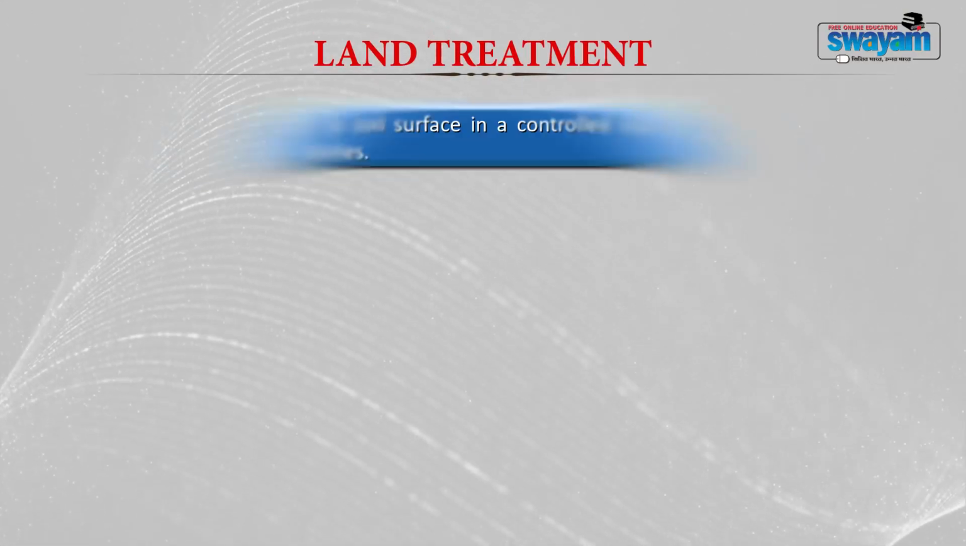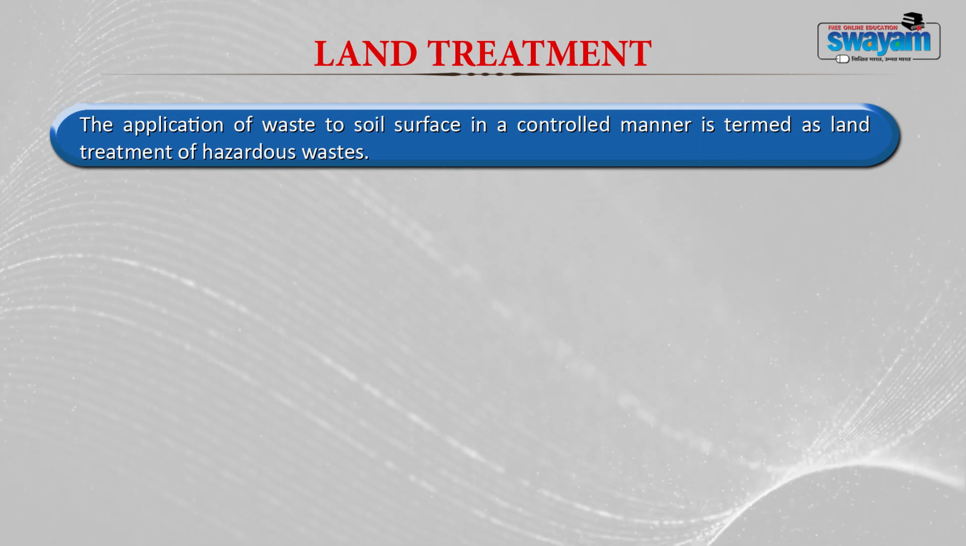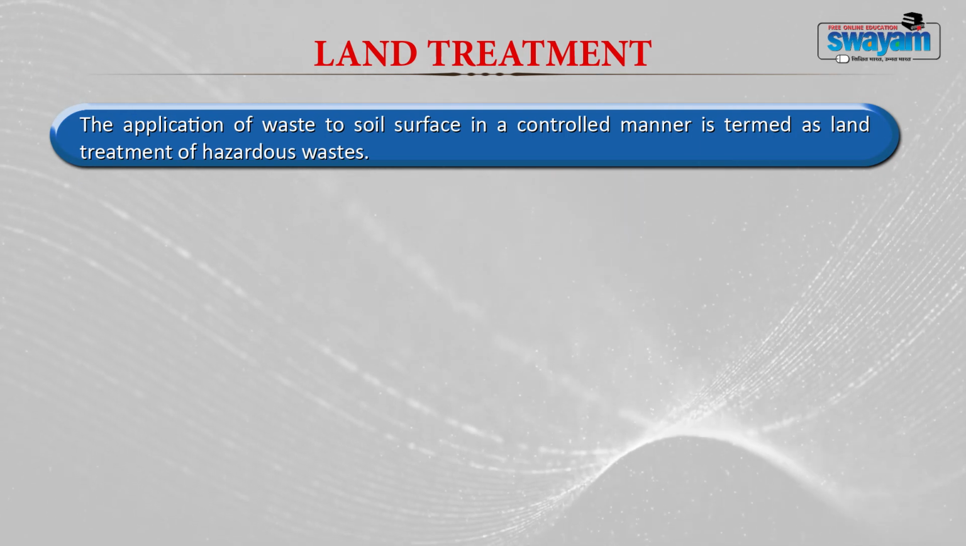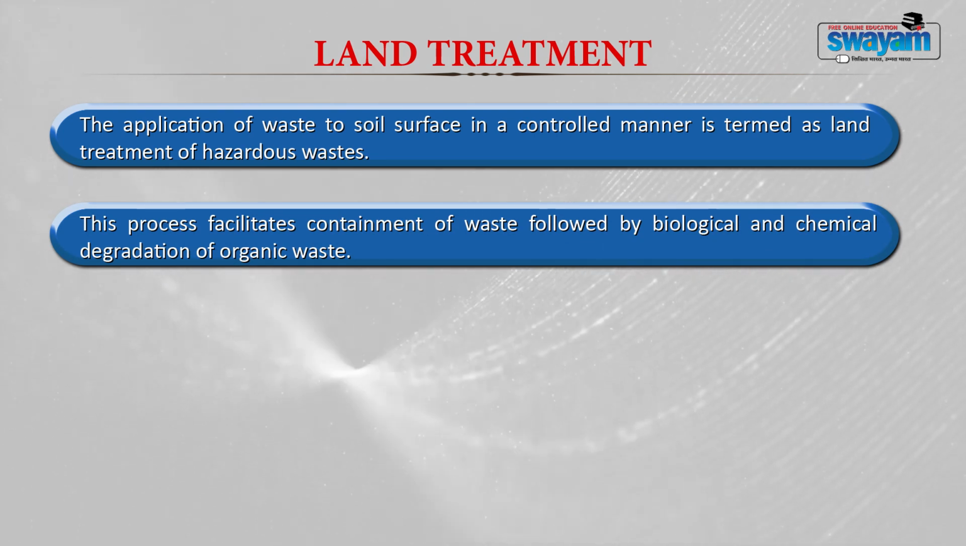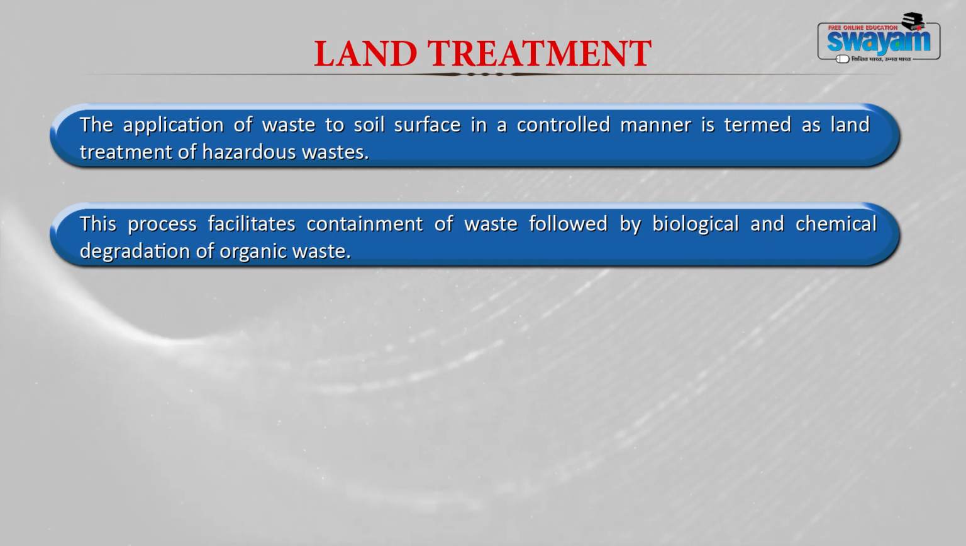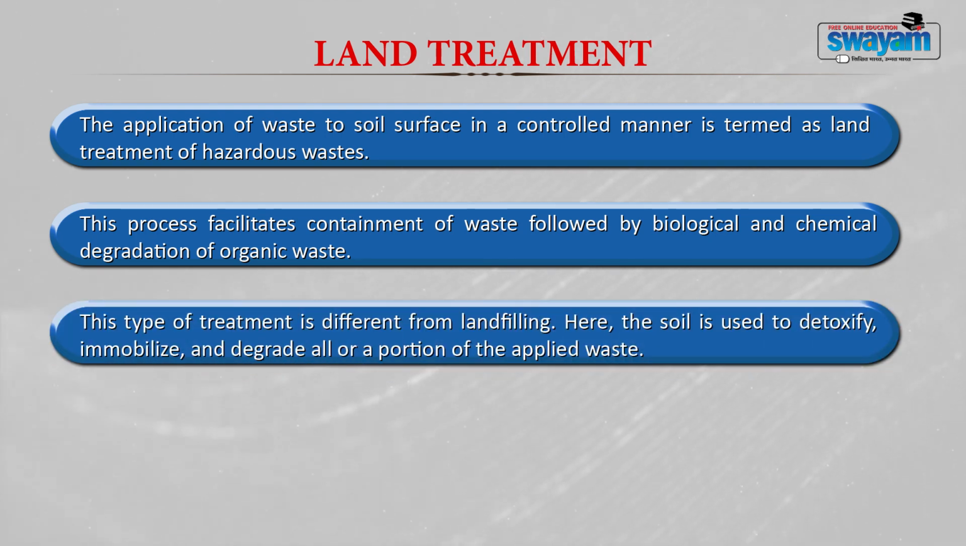Now, let us discuss land treatment. The application of waste to the soil surface in a controlled manner is termed land treatment. This process facilitates containment of waste followed by biological and chemical degradation. This type of treatment is different from landfilling. Here, the soil is used to detoxify, immobilize and degrade all or a portion of the applied waste.